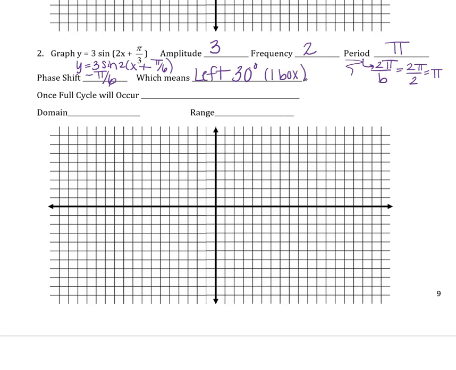Okay, so let's set up our axes here. So since I'm only shifting by pi over 6, I'm going to keep the same scale that I normally do. So every 3 boxes is pi over 2. Which makes every box pi over 6. Okay, and make sure I go high enough so that my amplitude is 3 on the y-axis.